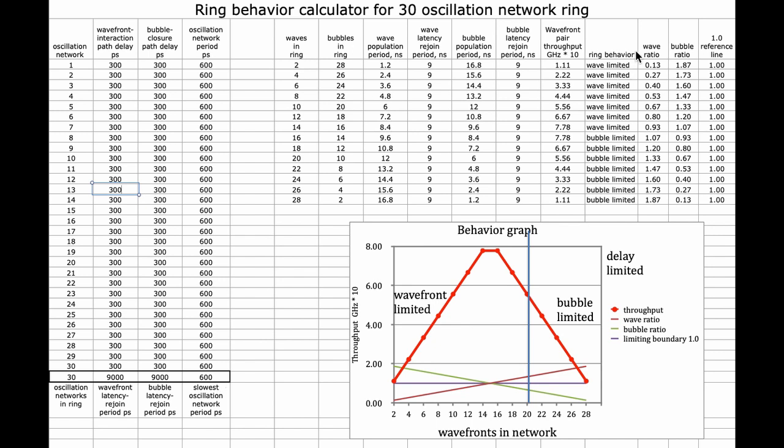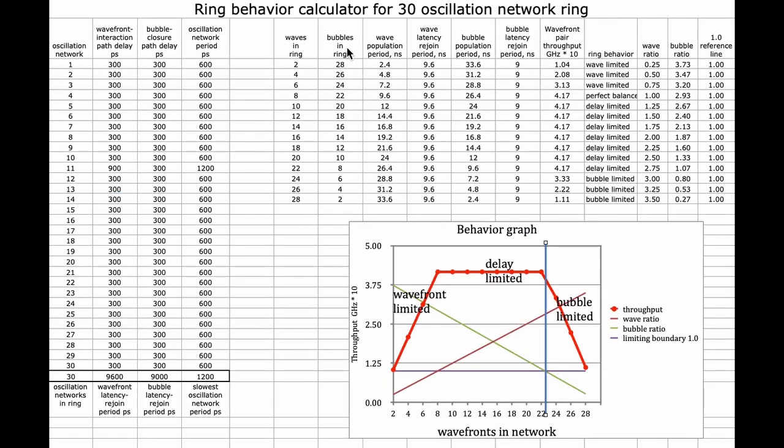Up here is the behavior calculation of the ring for the different populations of waves. So this is the population of waves, 2, 4, 6, 8, and so forth. They're populated in pairs of waves. This is the column of the bubble population of the ring, and the number of bubbles in the ring is the number of wavefronts in the ring subtracted from the number of oscillation networks in the ring.